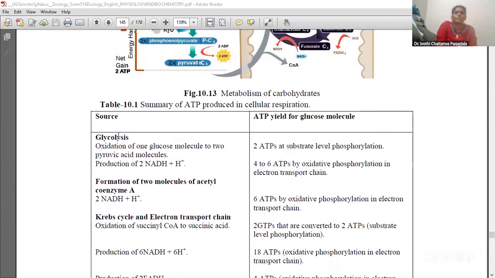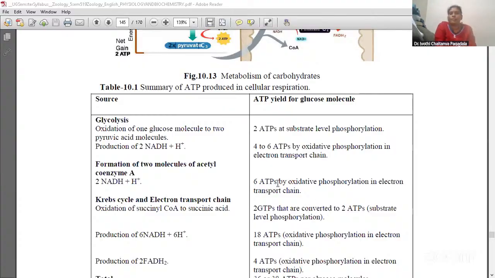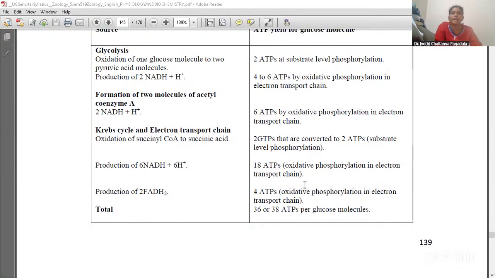So there, the formation of 6 ATPs by oxidative phosphorylation in electron transport chain. And in Krebs cycle and electron transport chain, the oxidation of succinyl-CoA to succinic acid happens where the 2 GTP are converted to ATP. Here it is a substrate level phosphorylation, and the production of 6 NADH plus 6 H plus.